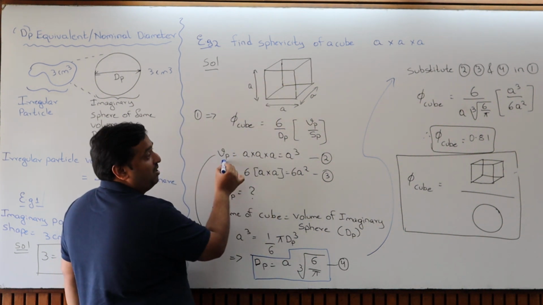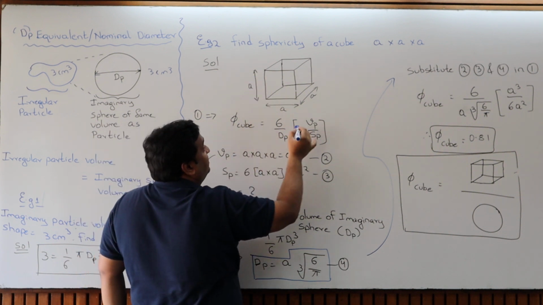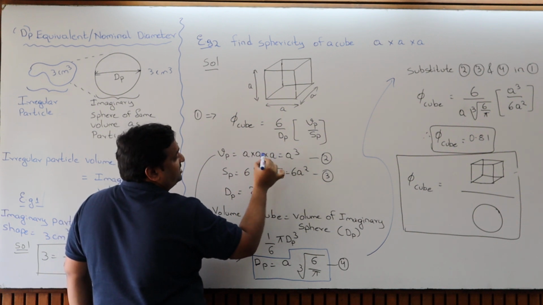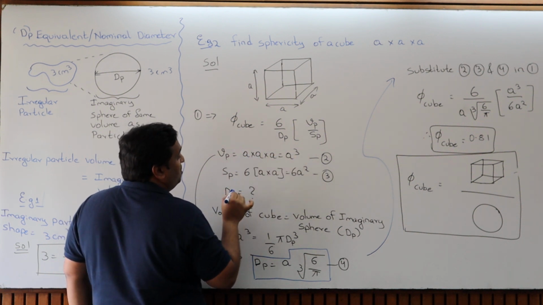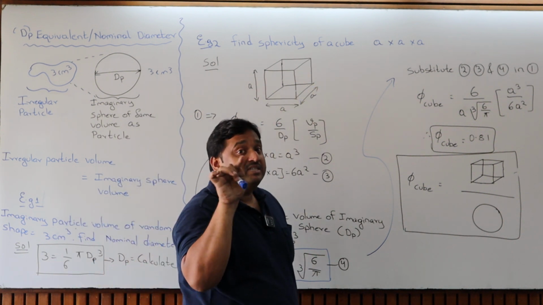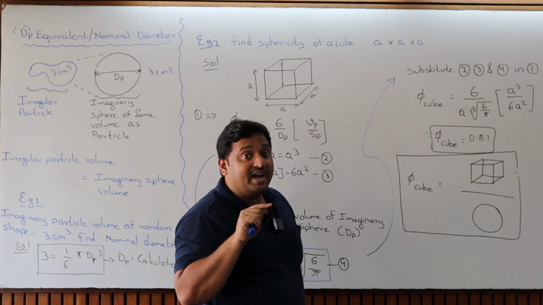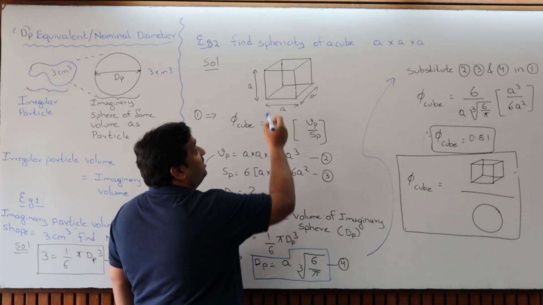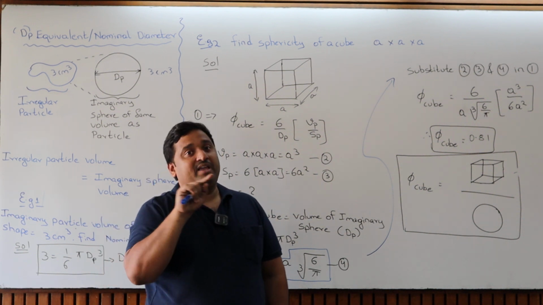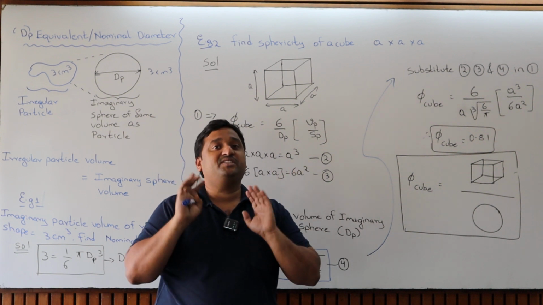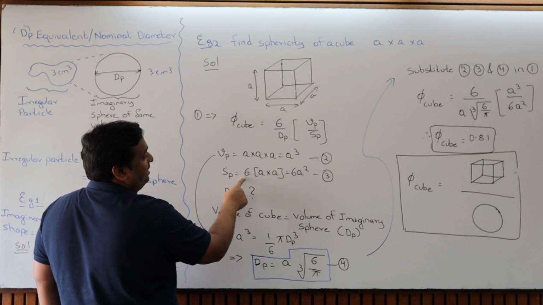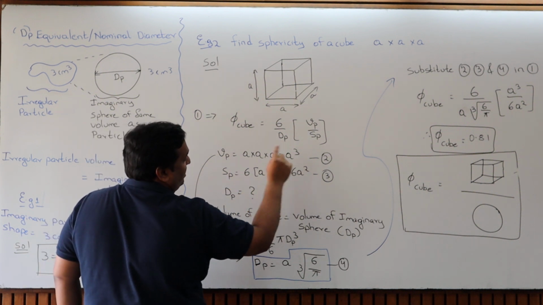Let us see what the volume of the cube is. Length into breadth into height. Length A, breadth A, height A, which is A into A into A, equal to A cube. What is the surface area of the cube? How many sides does a cube have? 6 sides. What is the area of every side? A by A. So if the area of one side is A by A, the total surface area of the cube is 6 times this one area. That means 6 times A into A, that is 6A square.